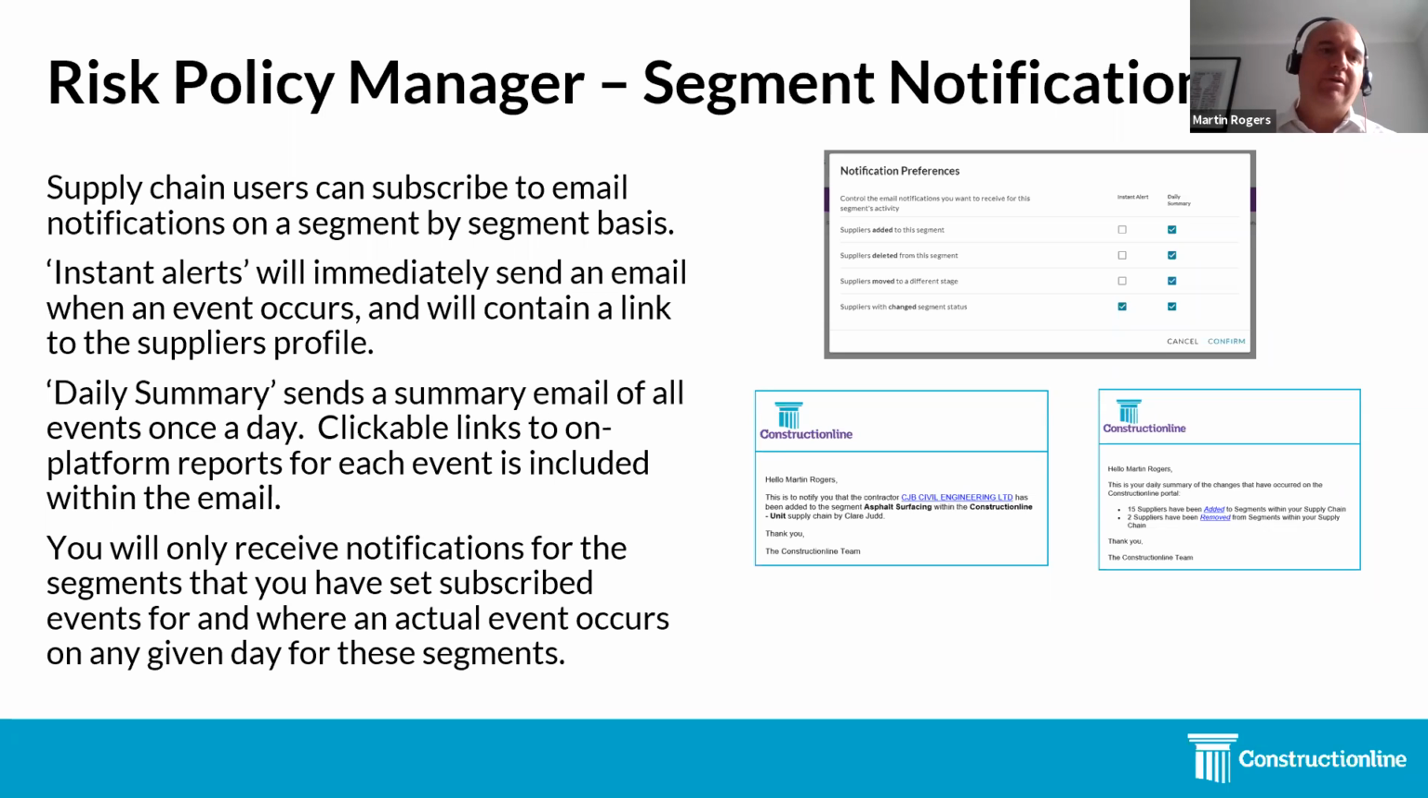So again, coming back to the buyer connections, where you're setting that policy of maybe silver or gold. If you subscribe to the email notifications and a supplier has a status change, let's say we're monitoring at gold and they go from gold verified to gold not verified, you can be alerted if you've signed up for the notifications. You can be alerted either instantly through the instant alert or on the daily summary that suppliers have changed status against the policy that you're monitoring them against within the given segments.